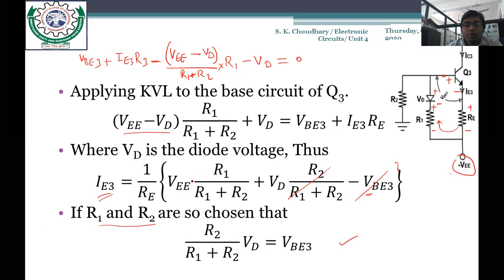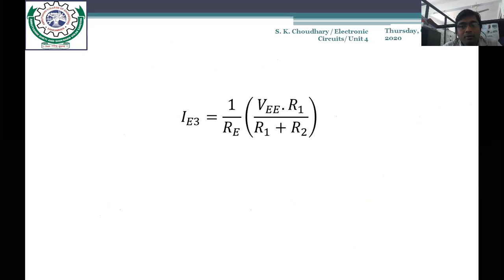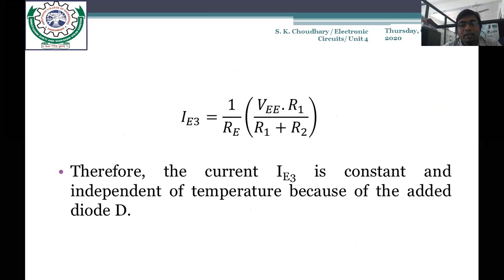IE3 is equal to VEE into R1 plus R2 into 1 upon RE. So it becomes independent of VBE3, and if it is independent of VBE3, it becomes independent of temperature. Therefore, the current IE3 is constant and independent of temperature because of the added diode D.